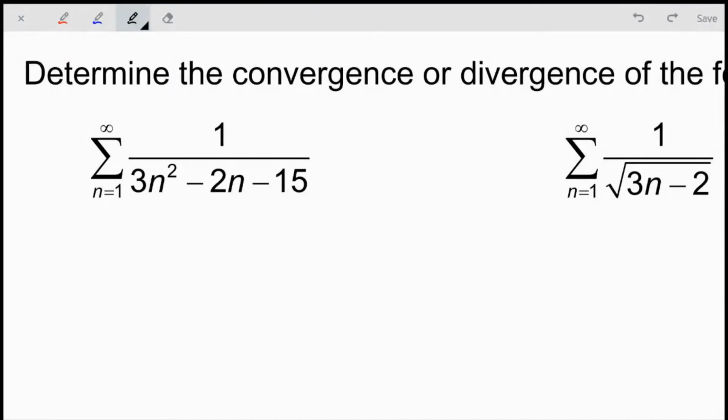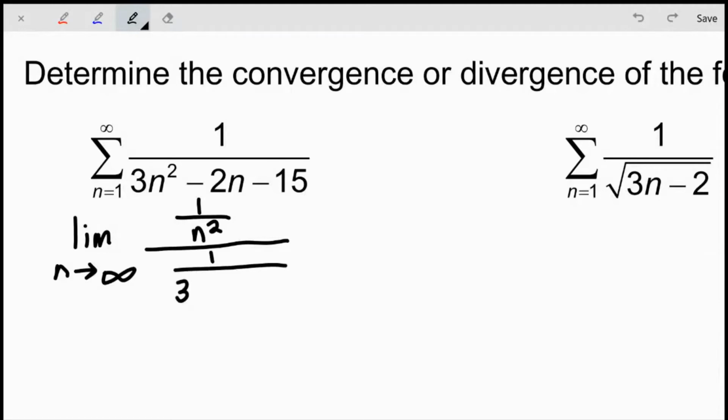So what I'm thinking about is I want to use, instead of 1 over 3n squared, a 1 over n squared. And so the limit that we take here is just kind of a check. Do these series actually behave the same way? So I'm going to take the limit as n approaches infinity of 1 over n squared, that's the rule I want to use, over 1 over 3n squared minus 2n minus 15.